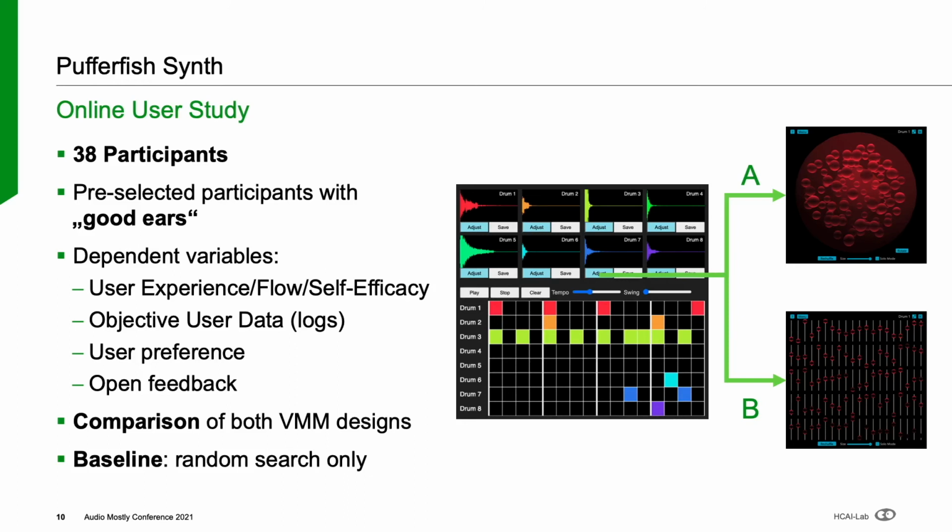To evaluate our approach, we conducted an online user study in which 38 participants interacted with our vector manipulation modules. To participate in the study, participants had to pass a pre-test that tested their basic musical understanding and ability to hear subtle differences in drum samples. With the help of validated questionnaires, we measured user experience, flow, and self-efficacy. In addition, we evaluated logs that recorded user behavior. Furthermore, we asked users for open feedback and their preferred vector manipulation module designs. As a baseline, we used a version of the sequencer that only provided access to random search functions.